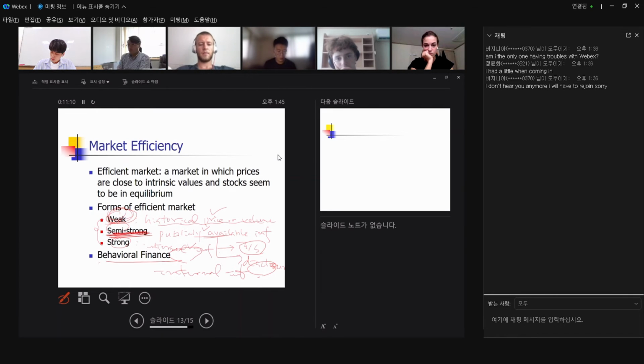And the final topic of financial market institutions is behavioral finance. So what is behavioral finance? Even if the market is efficient, there are some phenomena that we cannot anticipate or expect. That is called market anomaly. There are tons of phenomena that cannot be explained by traditional finance theory, which is called market anomaly.